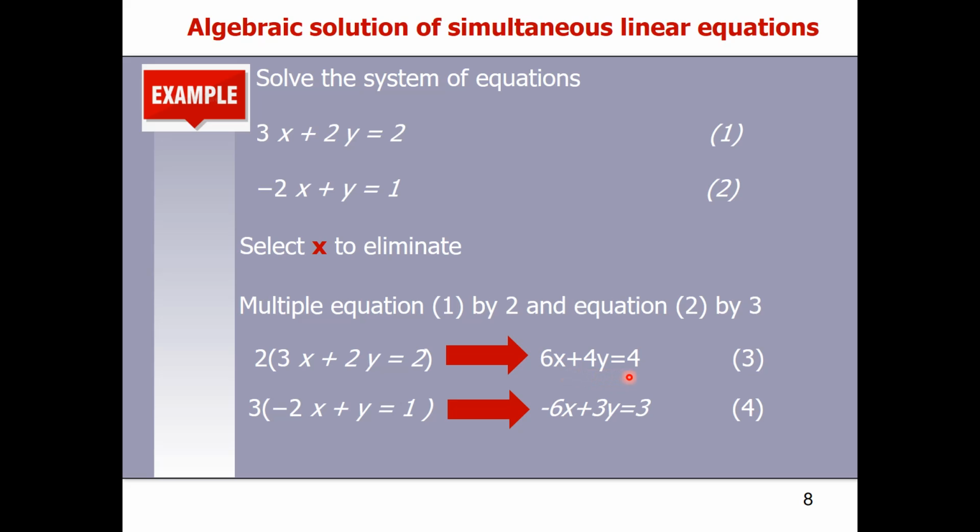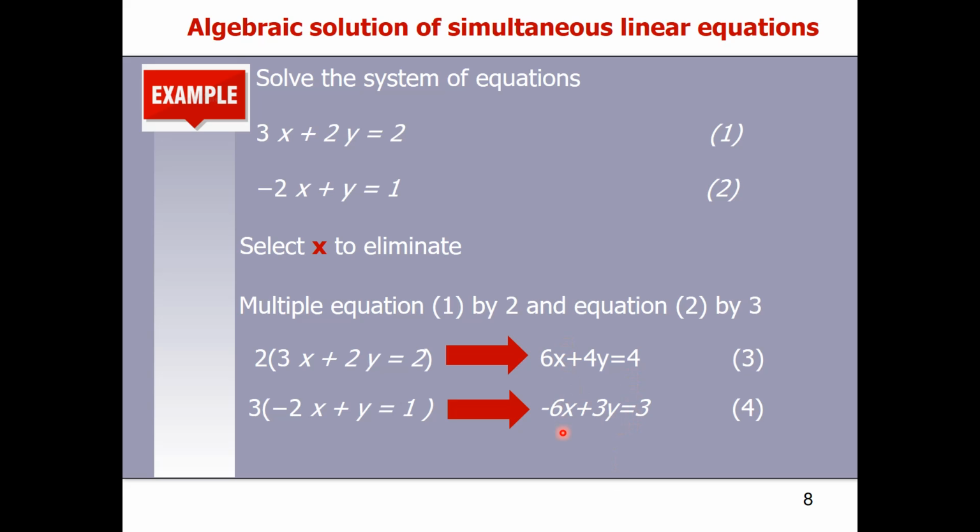And then you multiply the second equation by 3. The whole equation by 3, you will get minus 6x plus 3y equals 3. Notice here the coefficient of x in equation number 3 is the same as the coefficient of x in equation number 4. The signs are different. Since the signs are different, we have to add equations 3 and 4.